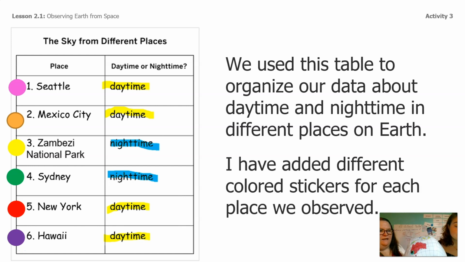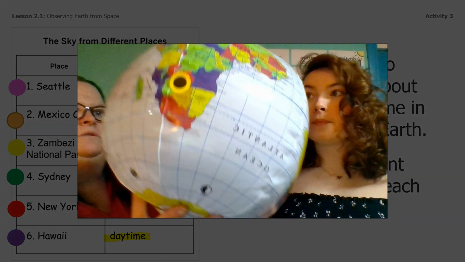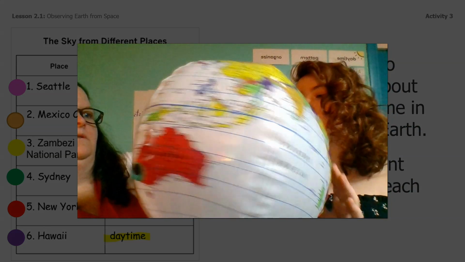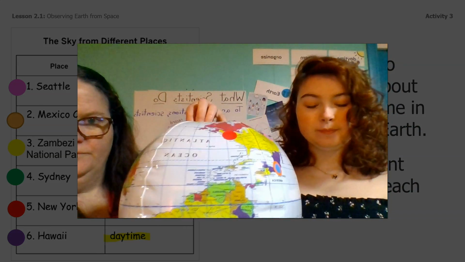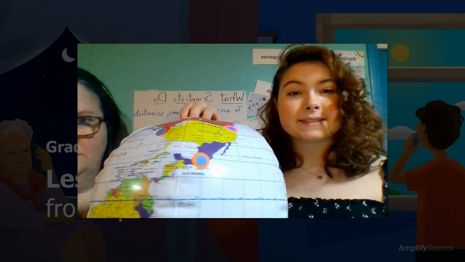New York and Hawaii. Which are both what is New York and Hawaii? They're daytime or nighttime? Daytime. Daytime. So back to blue stickers. New York. Okay. New York. And Hawaii.